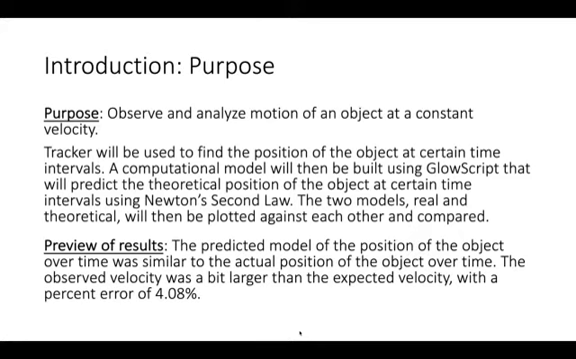Our results were that the predicted model of the position of the object over time was similar to the actual position of the object over time. The observed velocity was a bit larger than the expected velocity, with a percent error of 4.08%.